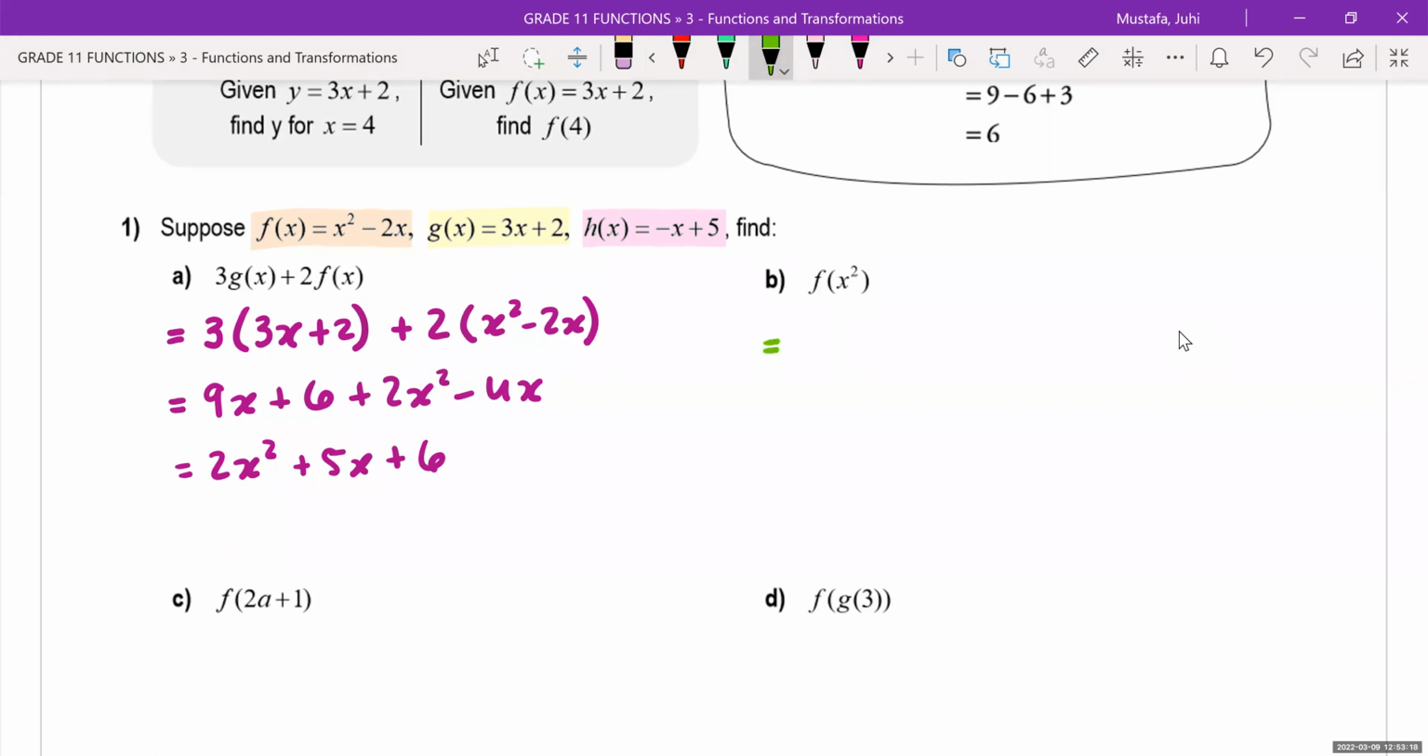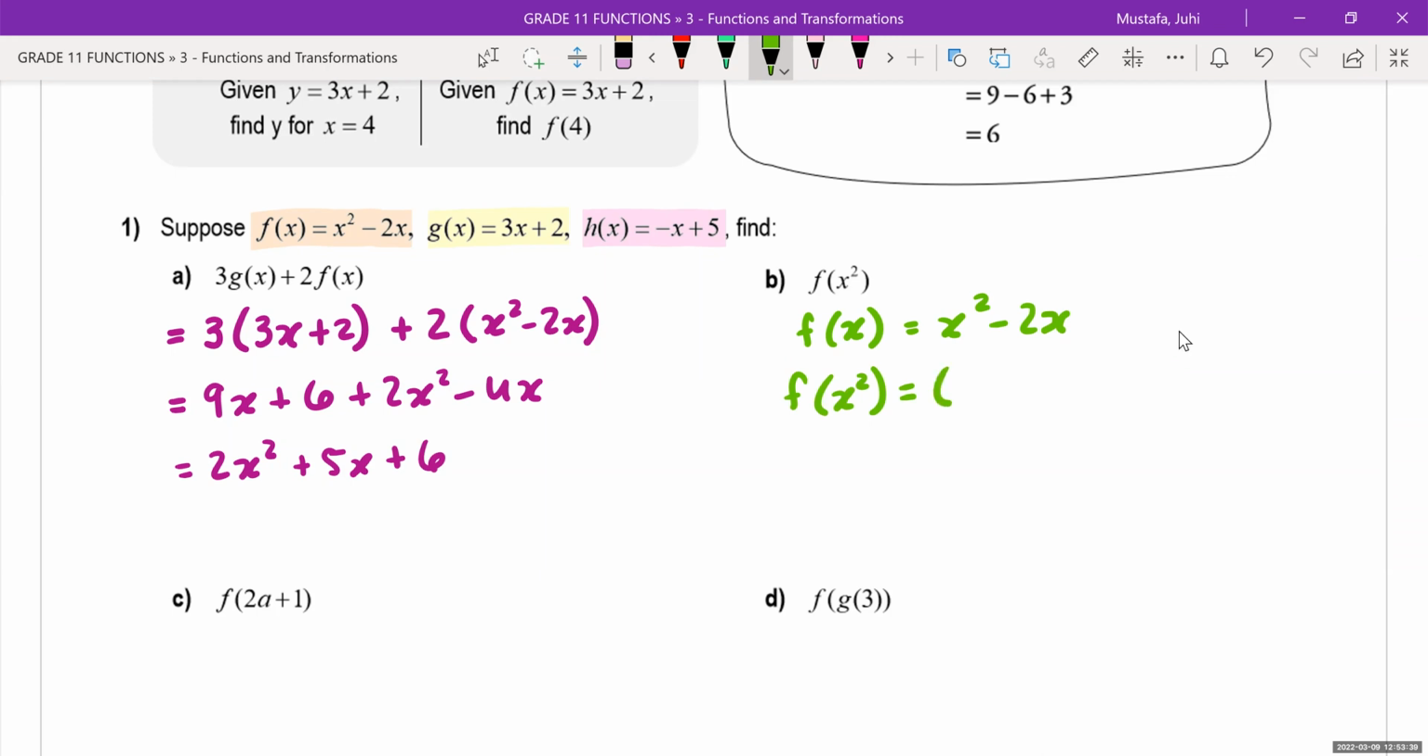This question is saying, what is f of x squared? So we're going to take our function, which is f of x. I'm just going to write it here so we can all see it. f of x is equal to x squared minus 2x. And now this question is saying, replace all of the x's in the question with x squared.